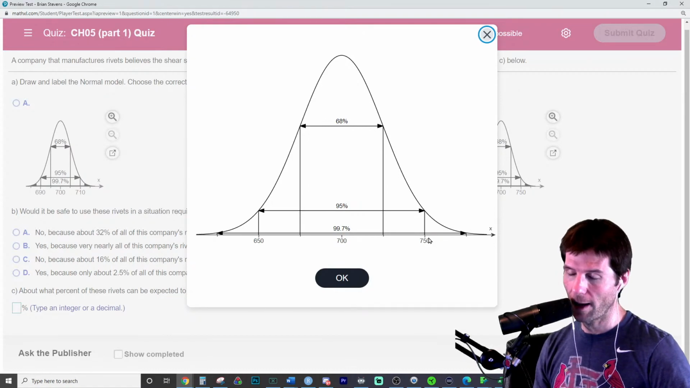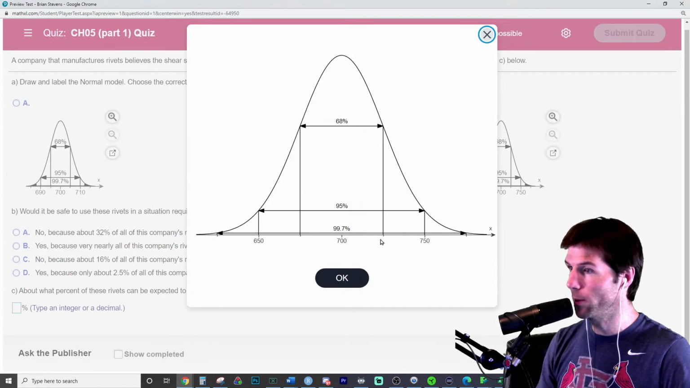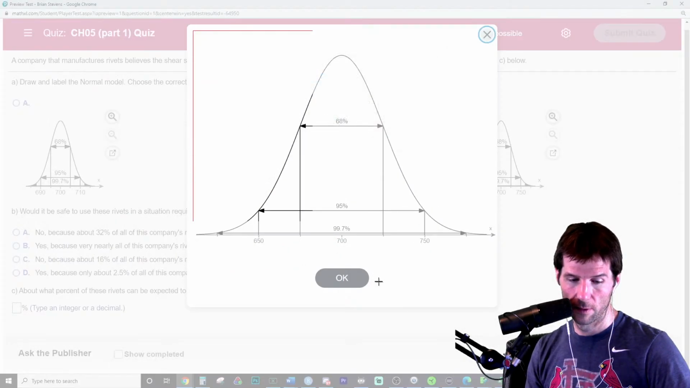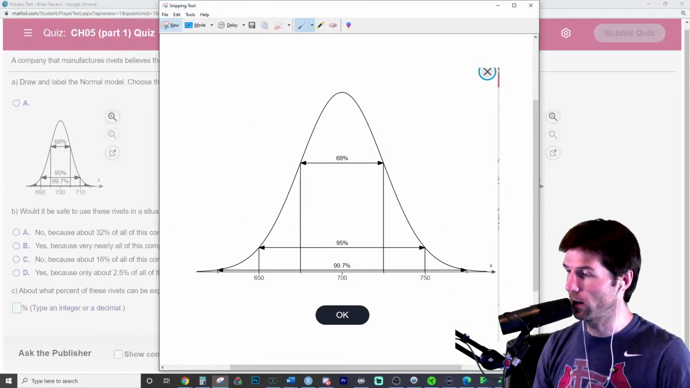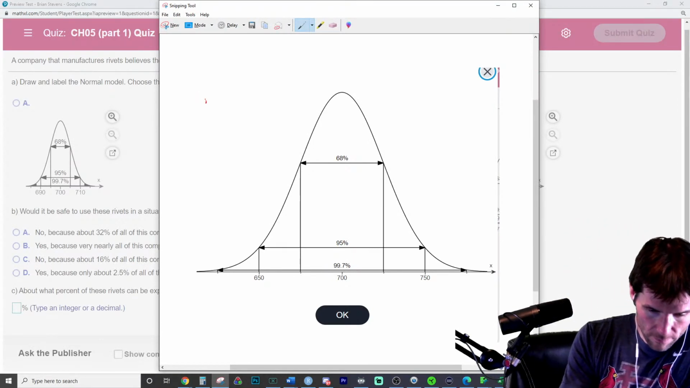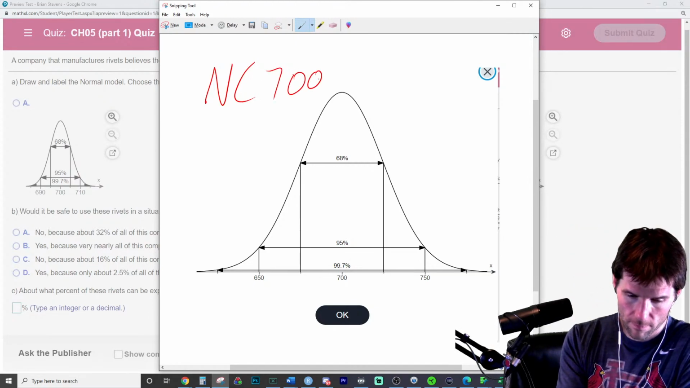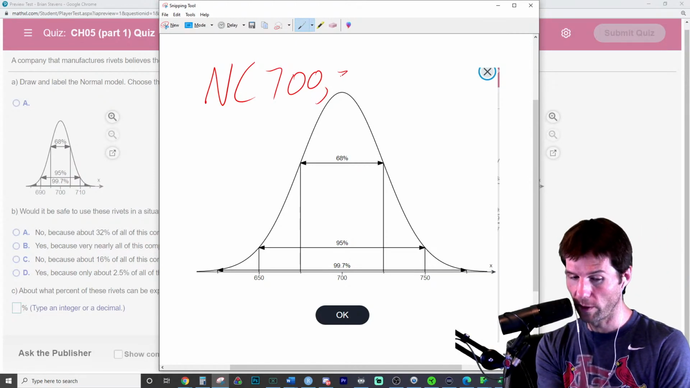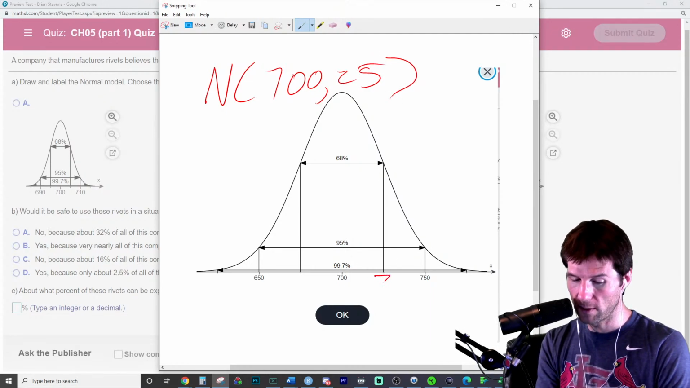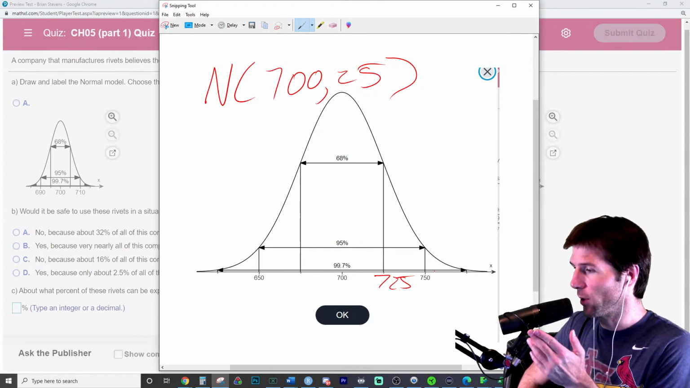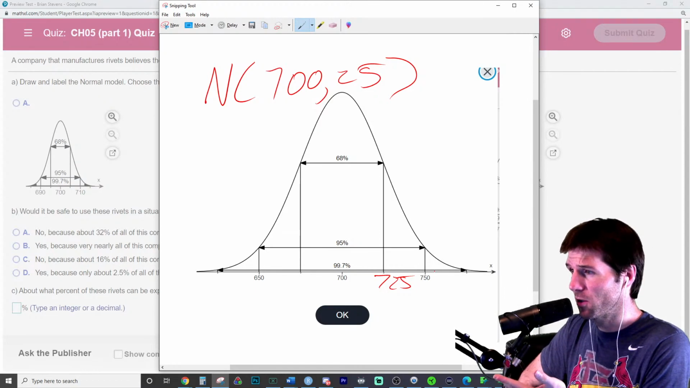This 750 is how many standard deviations above the mean? They're only marking these numbers. They should put 725 right here. This curve is a normal curve with a mean of 700 and a standard deviation of 25, because they should mark that. Exactly. And great job, Tiffany. You should be like, oh, the standard deviation there is 25.